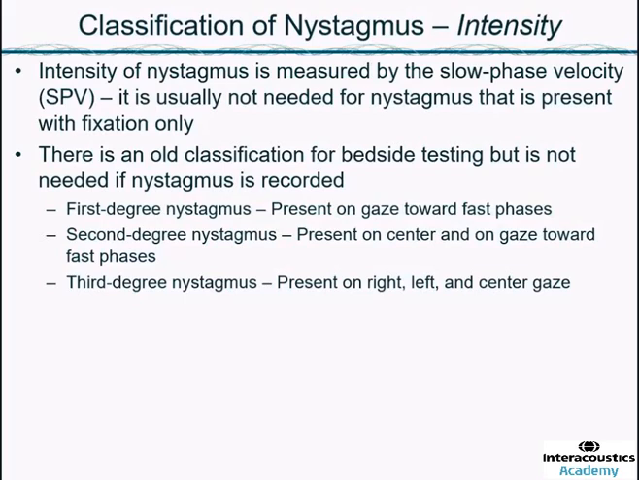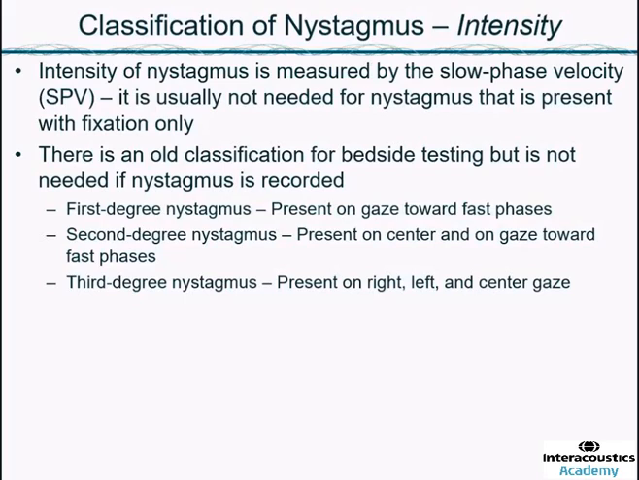In the old days, when you did not have recordings and you just relied on the examination of the eye movements, the intensity was classified based on how many different gaze positions you could see the nystagmus. So first degree nystagmus was present when the gaze was directed toward the fast phase. So for example, if the patient had left beating nystagmus in left gaze and no nystagmus in any other gaze position, that was called first degree nystagmus.